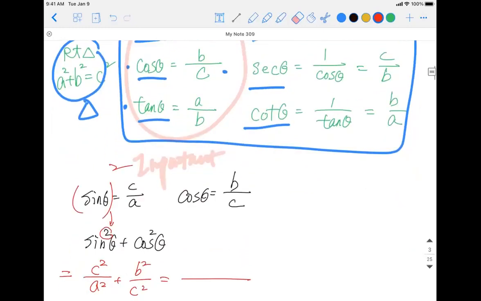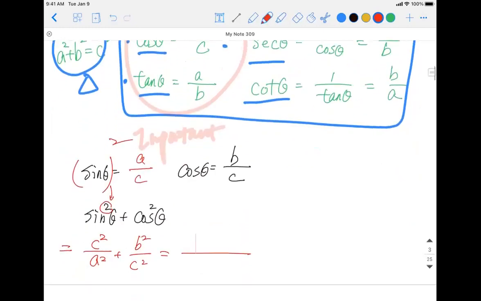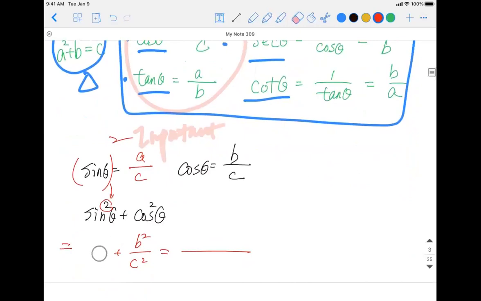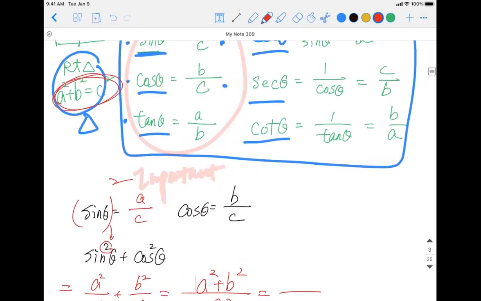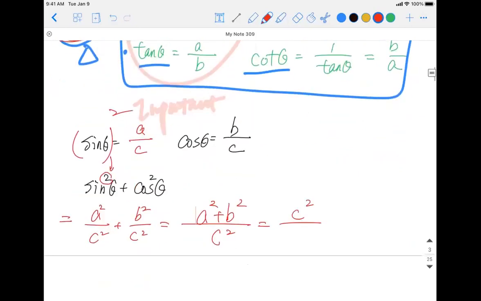Sine theta is a over c, so squared it is a squared over c squared, and cosine squared is b squared over c squared. So that one is going to be (a squared plus b squared) over c squared. And a squared plus b squared just equals c squared. So c squared over c squared equals one. Voila, now you have sine squared theta plus cosine squared theta equals one.